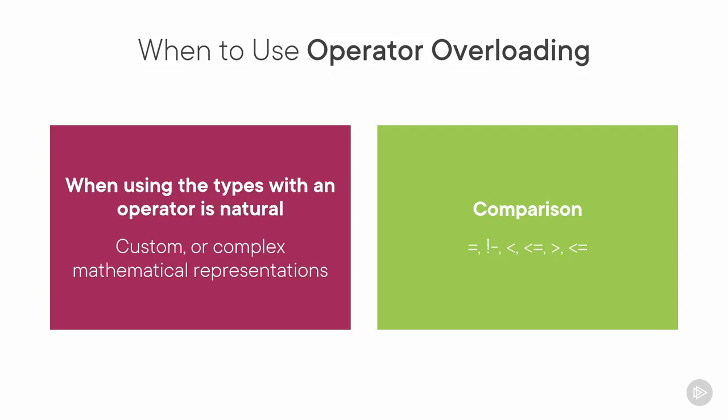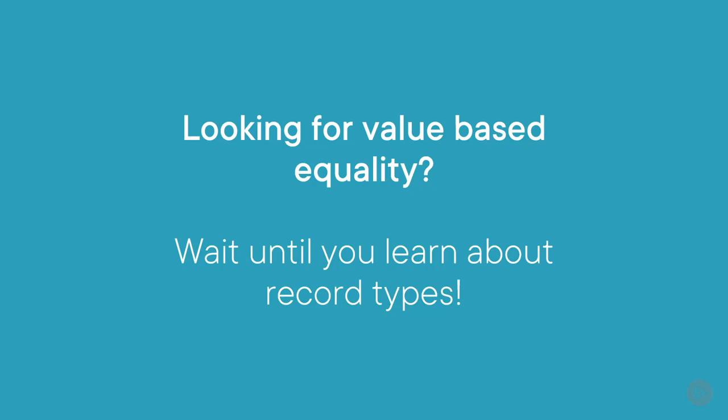If you want value-based equality, that is where you'd compare the value of the properties instead of the reference. I'd recommend that you resist the urge to overload the equality operator yourself, and instead wait until later in the course where you will learn about record types.